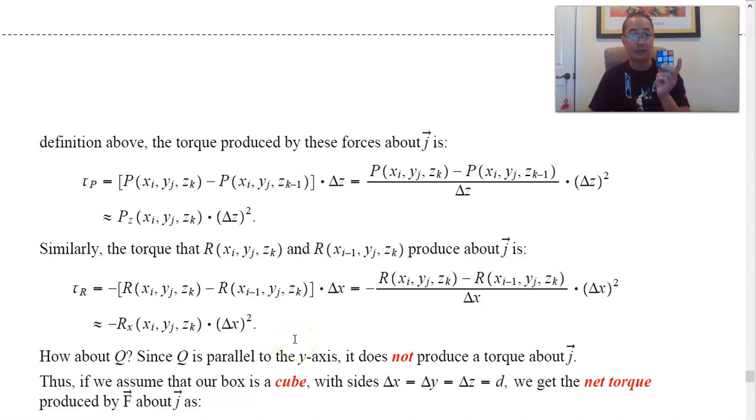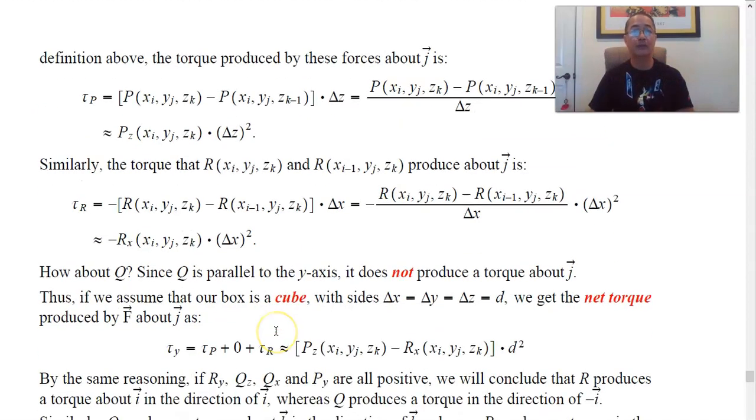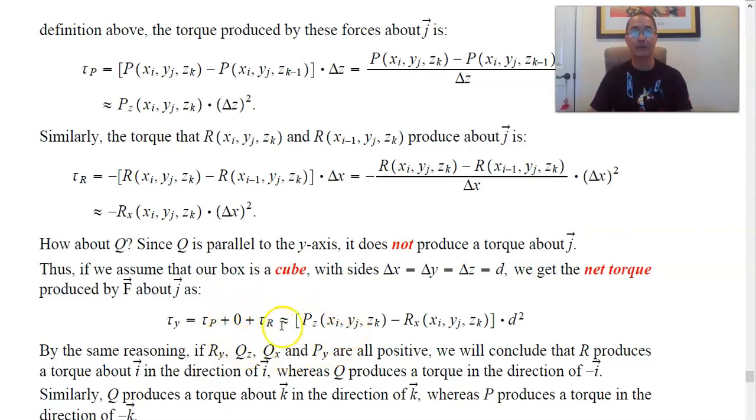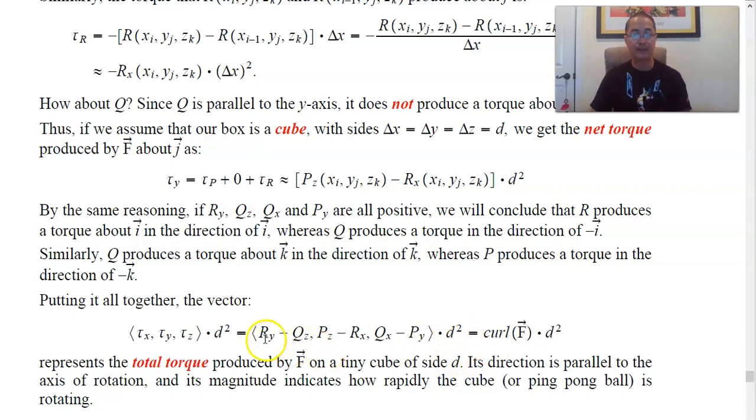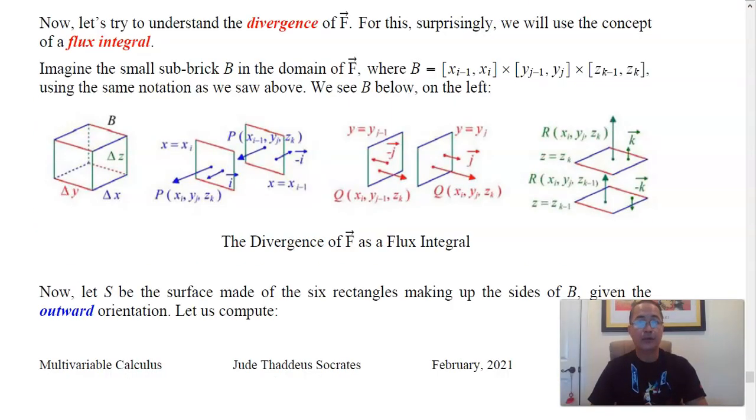So if we pretend that the brick is actually a cube, delta x, delta y, delta z, they're all the same. Therefore, when you add the contribution of those two torques, you just get the difference, approximately, of Tz minus Rx times the side of the cube squared. So that is why, if you put them all together, the net torque that you get is approximately the curl of the field times the area, essentially, of one side of your cube. Alright, so that is curl.